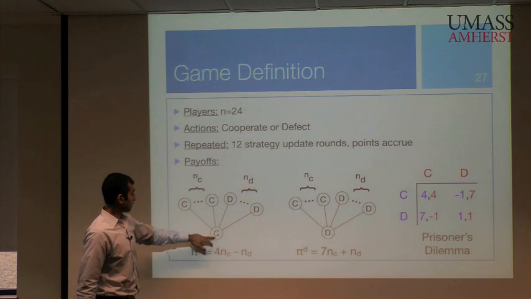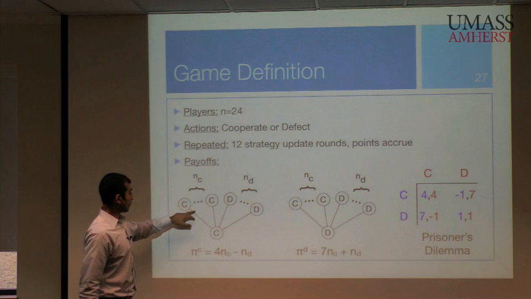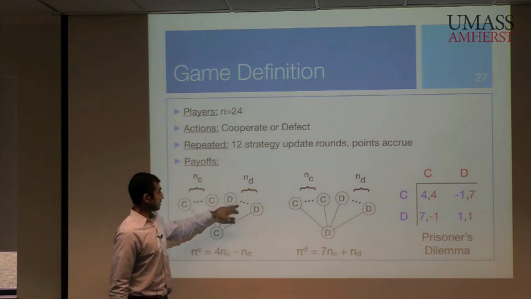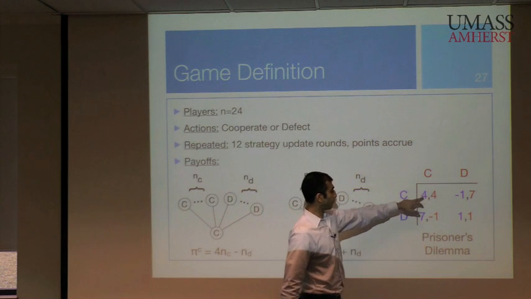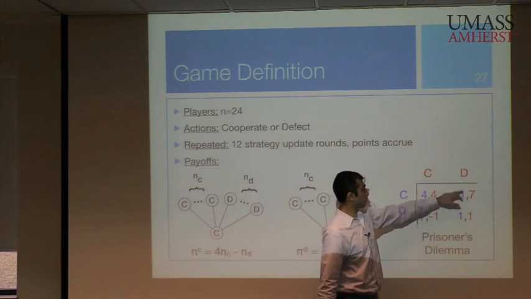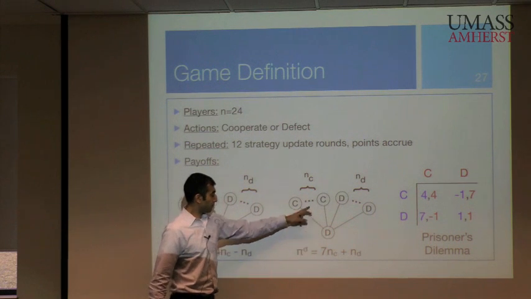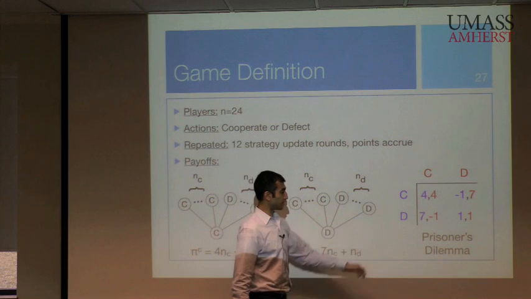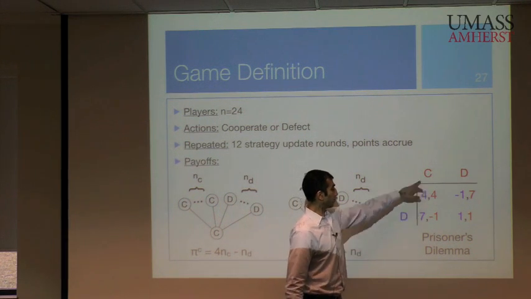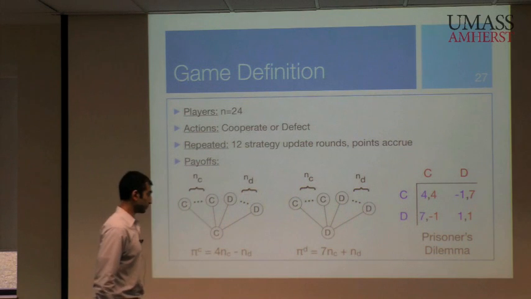So say I'm a cooperator. I would get 4 times the number of cooperators minus 1 times the number of defectors as my payoff. Where does that come from? Say I'm a defector. I get 7 times the number of cooperators plus 1 times the number of defectors. Where does that come from? Right here. If I'm playing a cooperator, I get 7. If I'm playing a defector, I get 1. So that's where it comes from.